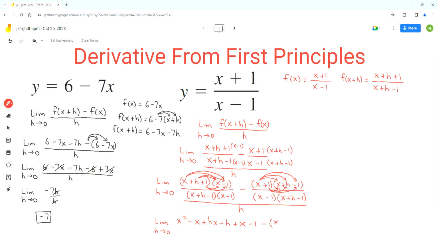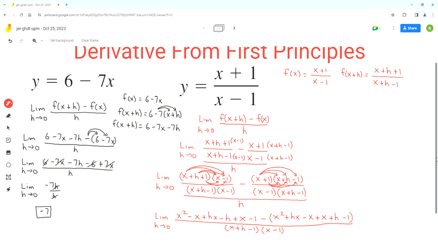So we get x squared plus hx minus x, then plus 1 times x, which is x, then plus h, and then minus 1, over the common denominator, which is x plus h minus 1 times x minus 1, over the whole thing h.